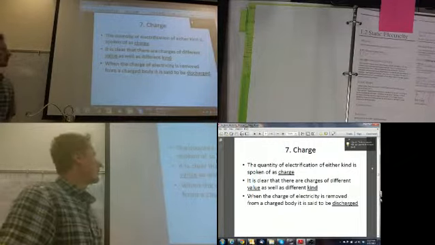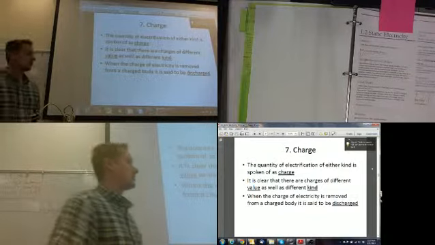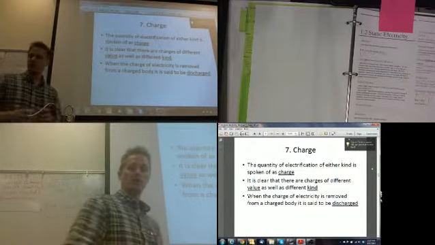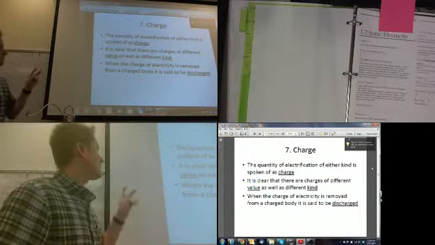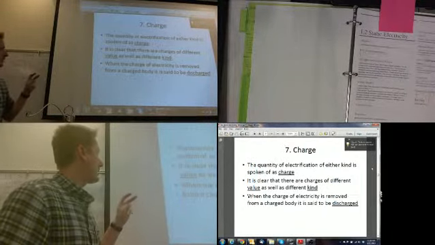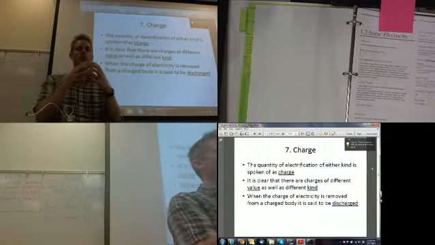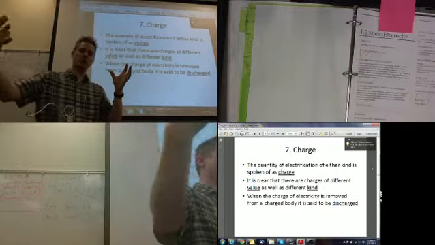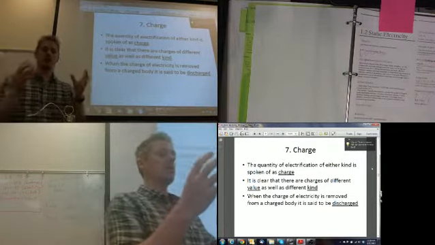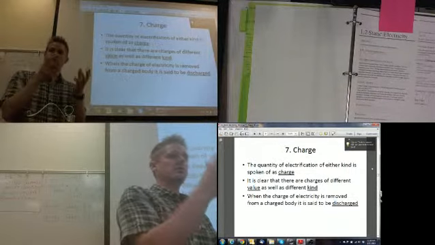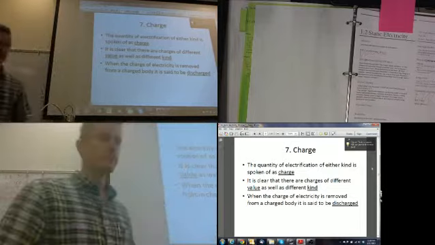So if a 1 farad capacitor has a charge of 1 coulomb, it's going to have 1 volt. That's the way we define it. It's clear that there are charges of different value as well, of different kinds. So we can say 1 coulomb, 2 coulombs, 3 coulombs. We can say it has a positive or minus to denote whether it has an excess of electrons or a deficiency of electrons, if you want to be technical.